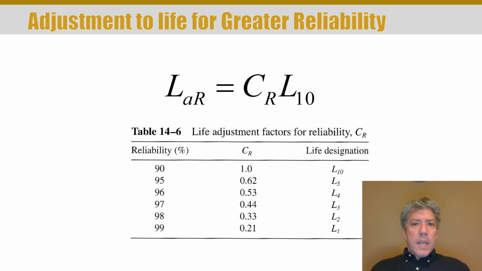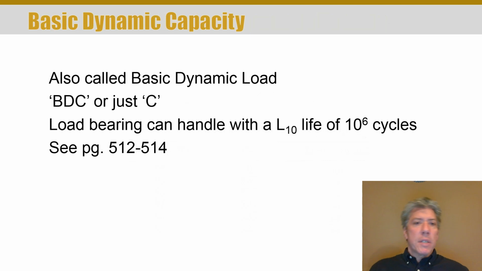Alright, now if we desire a greater reliability than 10% have failed after the stated life of the bearing, then we have to use what's called a life adjustment factor, a reliability factor, C sub R. And there's a table in your book that includes these. So you can take the L10 life and multiply it by a factor to figure out, say, the L1 life, when 99% of the bearings have lived and 1% have died, basically.